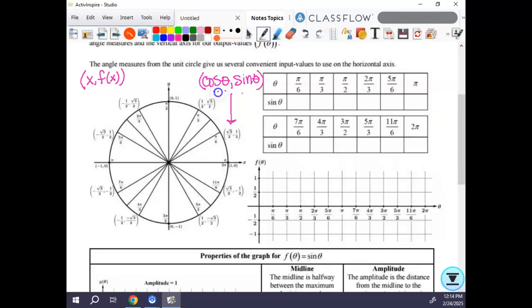This is not an input-output situation. We are going to transform this into an input-output situation like we understand. But when we do that, we're going to have an input of theta and an output of sine, and an input of theta and an output of cosine. So they're two completely separate things. We're splitting up this circle. So that, again, what we'll end up with here is theta, comma, sine of theta.